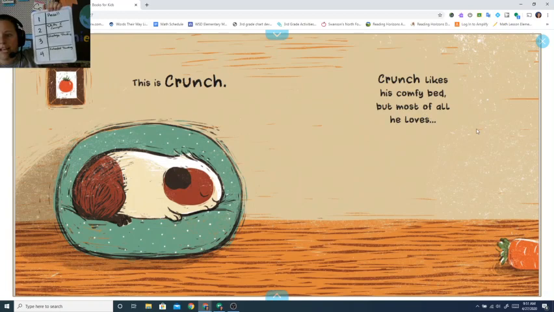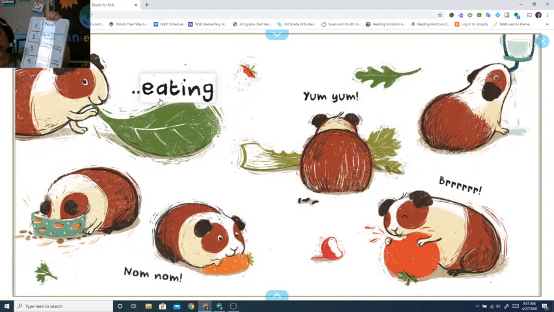Crunch likes his comfy bed, but most of all, he loves eating, right? So I could go back in the book and I could look. What does Crunch love to do the most? He loves to eat, right? He's kind of a chunky guinea pig. He loves his food. So that's a kind of question for recall.